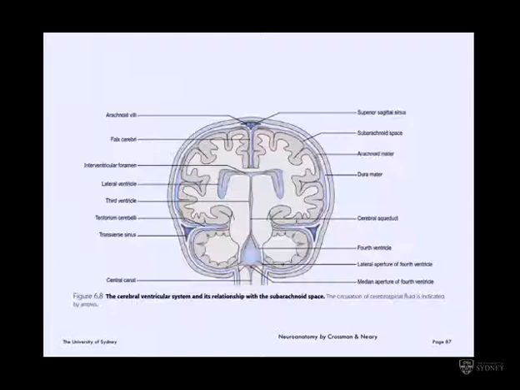Now, you continuously produce cerebrospinal fluid over the period of a day. You produce quite a bit of cerebrospinal fluid during the day. So if you keep producing cerebrospinal fluid and don't remove it, what's going to happen? And this happens when you have blockages in this ventricular system as well. Well, the fluid cannot get out.